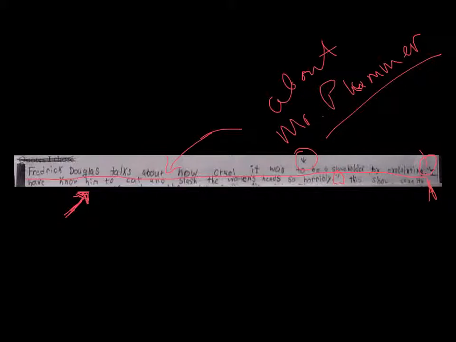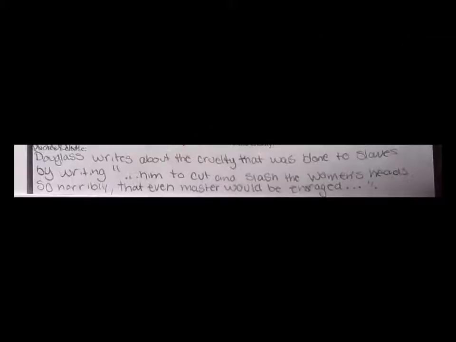Frederick Douglass talks about Mr. Plummer and how cruel it was to be a slaveholder by explaining. There we go. Let's try another example. We're going to try this one together. There we've got the quote. "He used to boast of the commission of the awful and bloody deed." We know this is the quote because we see the quotation mark here and here. It also has what chapter and paragraph it's in, which we've been missing, but we didn't stress that the last time. Let's see if we can add that this time.